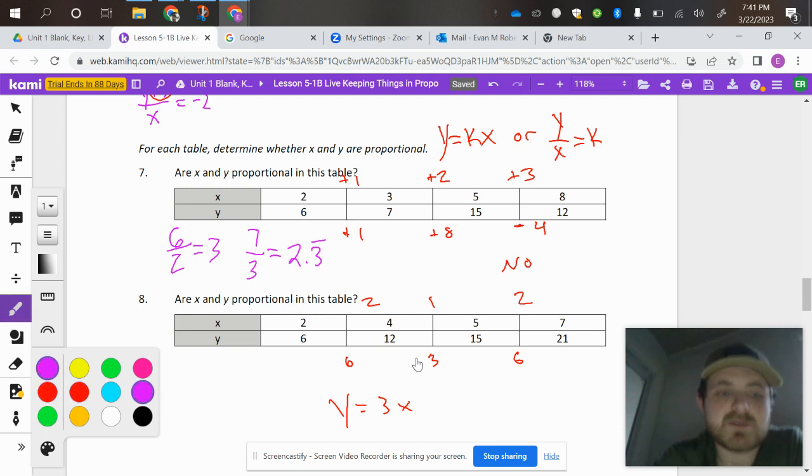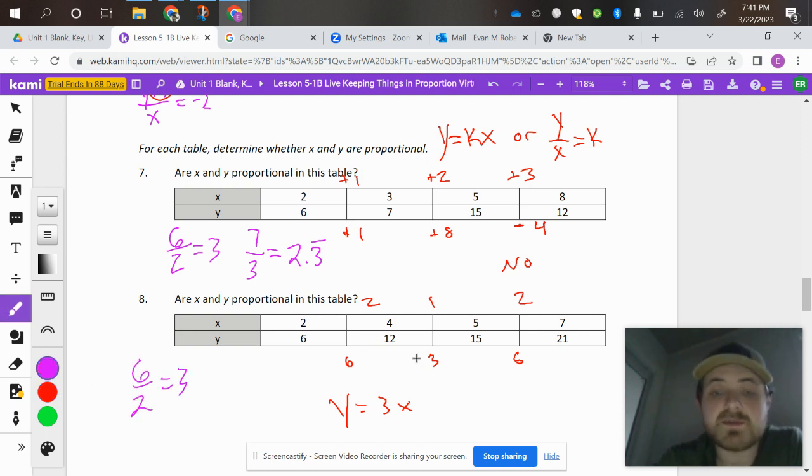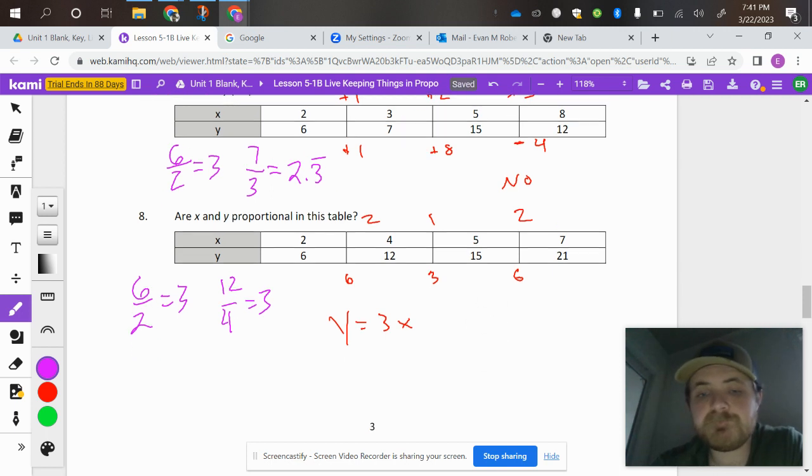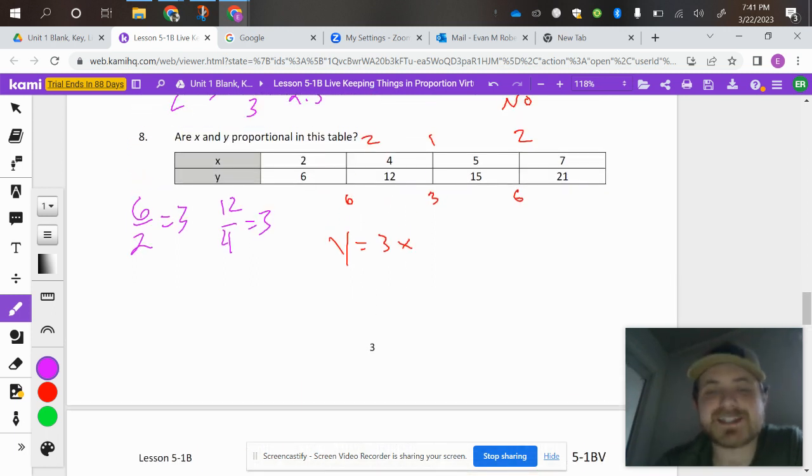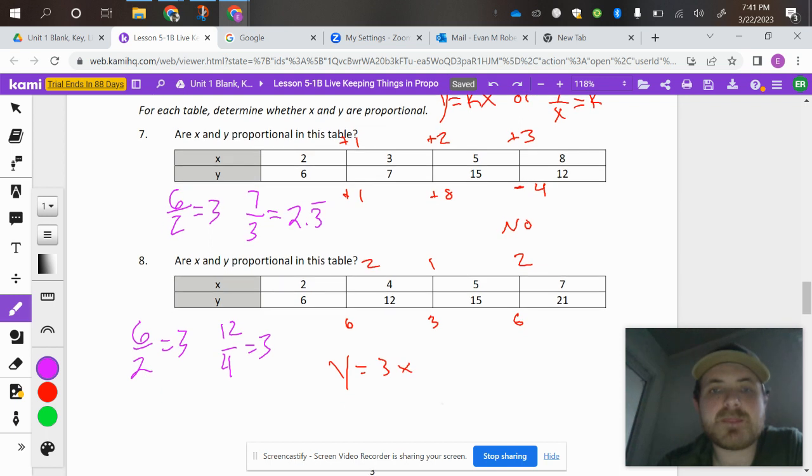And then down here again, if you wanted to do all the work, you could have done 6 over 2 equals 3, 12 over 4 equals 3, and then 15 over 5 is 3, and 21 over 7 is 3. Any of those situations would have worked for you. And again, notice that 3 is in the K spot, and then if I divide X and Y, 3 is what I get. So my constant of proportionality, K, is 3.